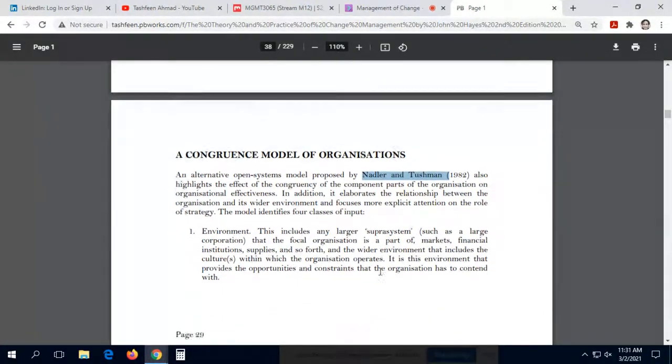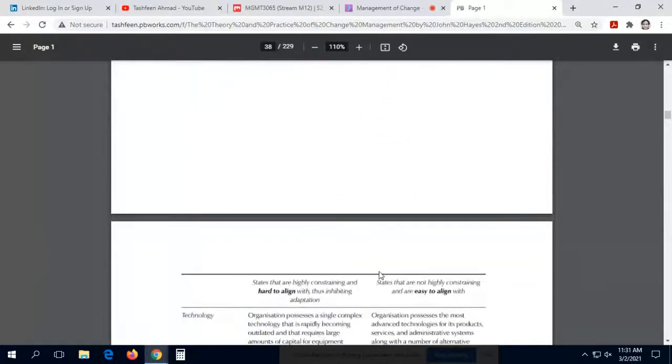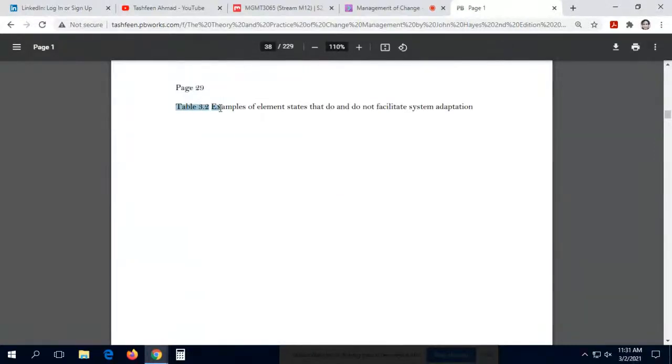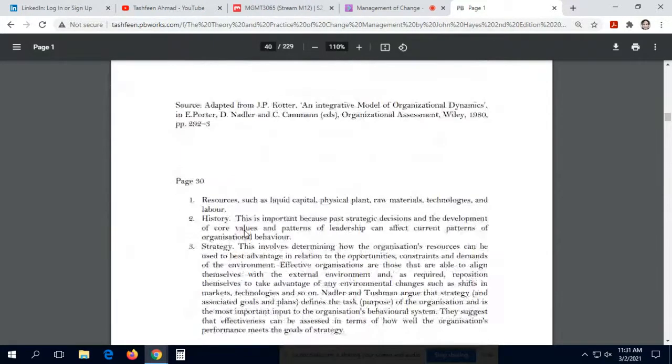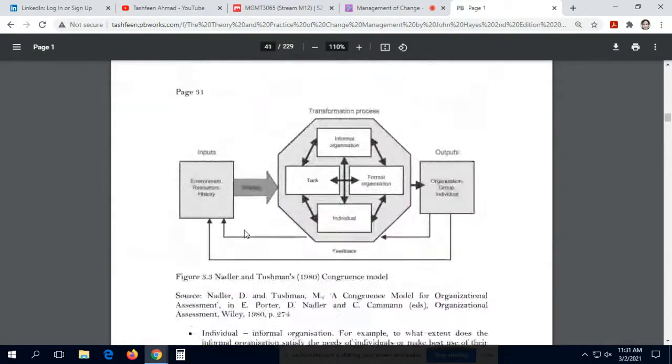They also did a lot of work in change management. Make note of this table 3.1. Some examples of element states are there. For example, technology, social system, employee, and other tangible assets. Look into that. But let me look at Nadler and Tushman's congruence model. Yeah. So let's find figure 3.3. Here it is.